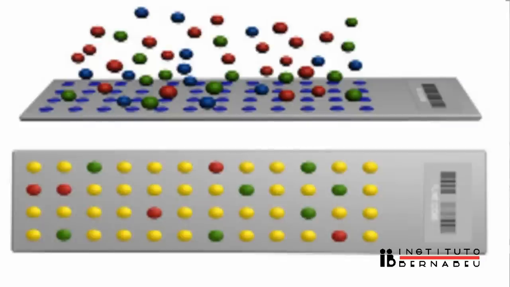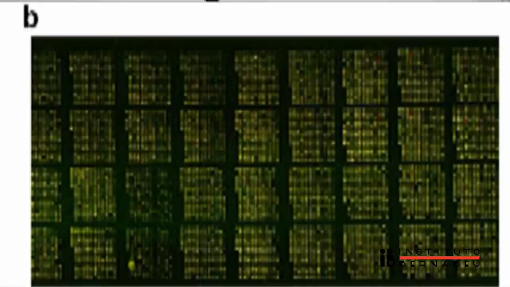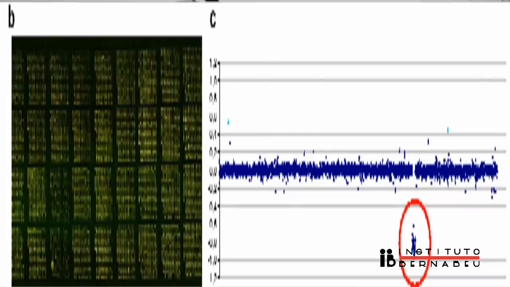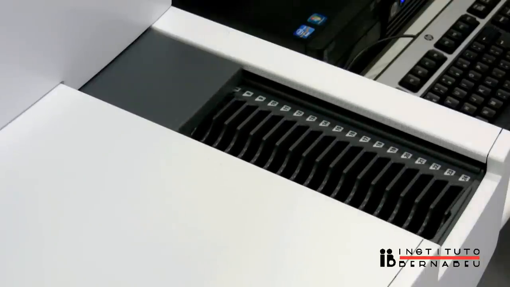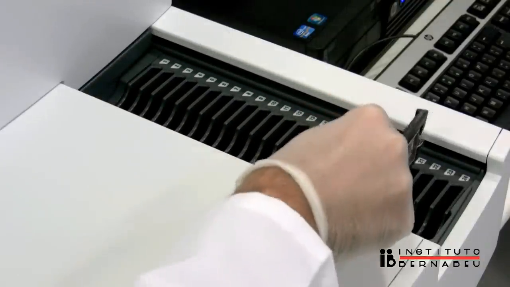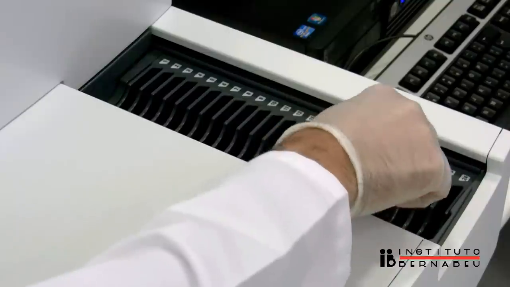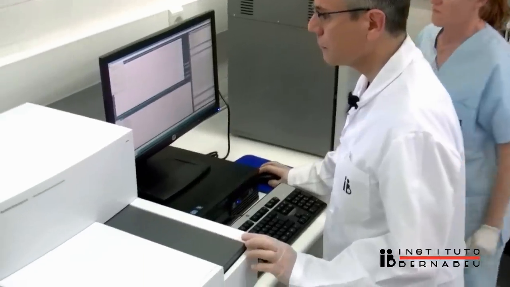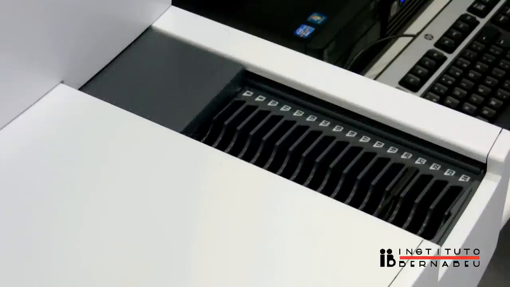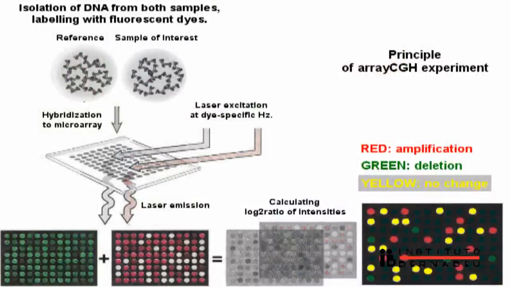In parallel, a DNA control without any chromosomal abnormality is marked in red. The mixture of the two fluorescent labels is hybridized against the DNA chip. This chip or array contains a collection of molecules of DNA that sweep the entire human genome. The result of hybridization is analyzed by a scanner. When the DNA content is normal, the scanner detects the color yellow, which is a combination of red and green. But if a certain chromosomal region is in excess or defect, the scanner will detect the color green or red, respectively.